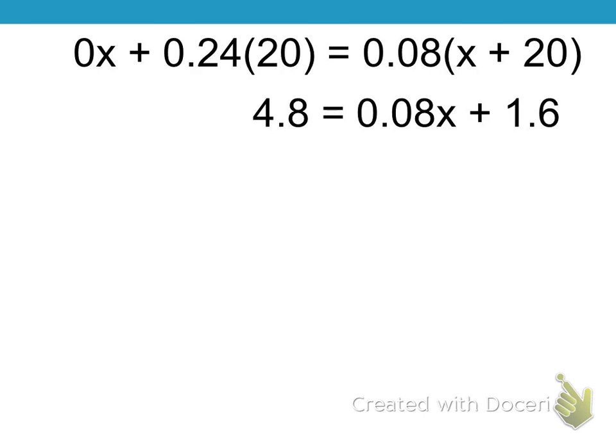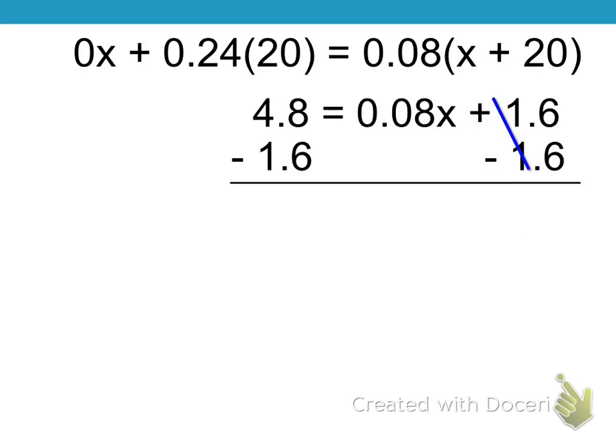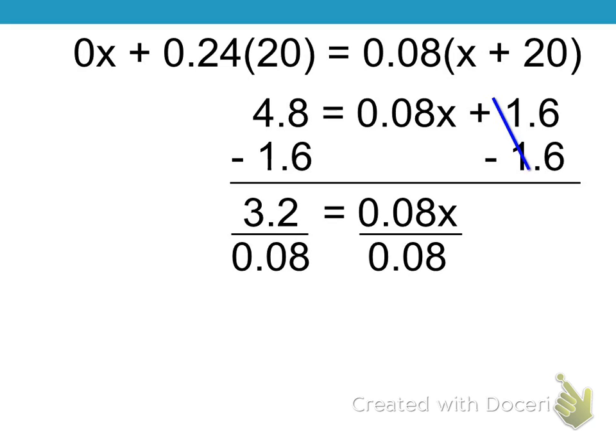Then what? Subtract 1.6 from both sides. We end up with 3.2 equals 0.08x. Then what? Divide. 40. You got 40. Good. 40 liters is our answer.